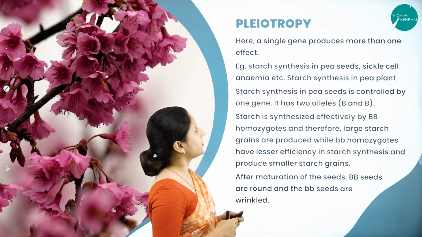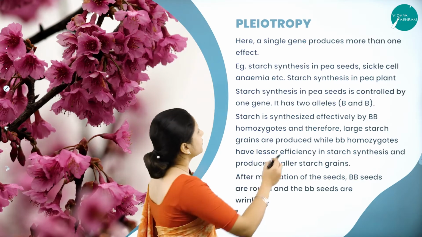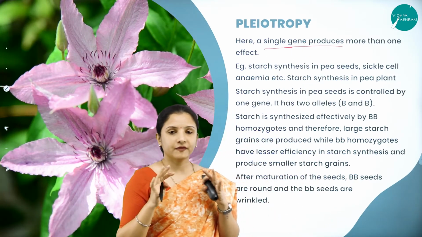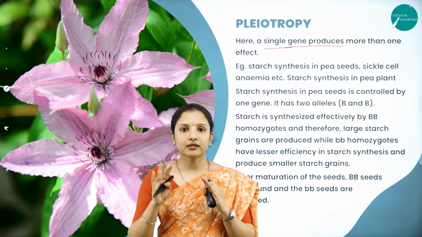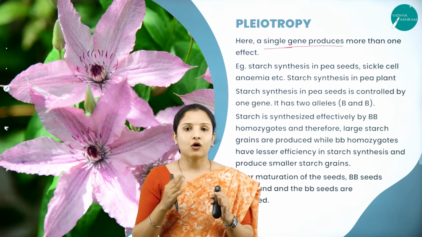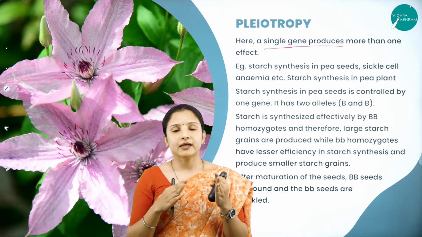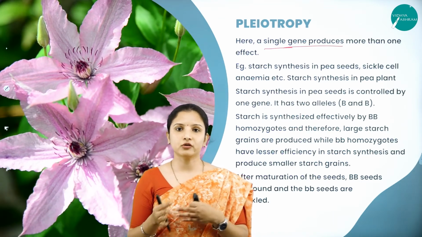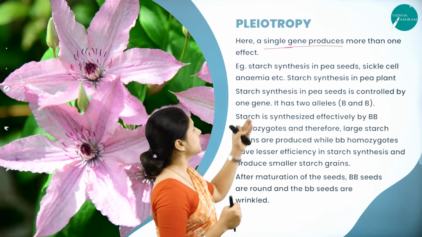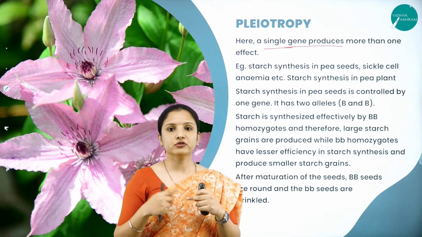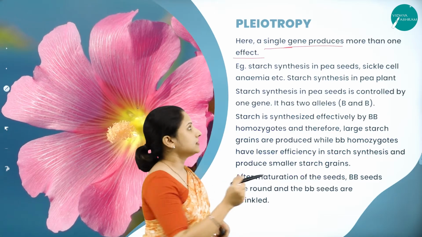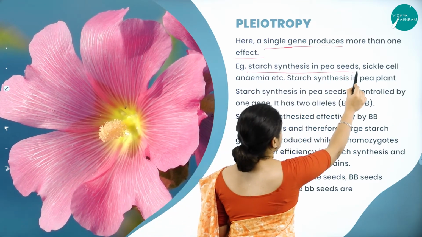In pleiotropy, only one gene will produce more than one effect. I told you, if the red flower and the white flower are there, only one gene will be expressed, right? Either the red or the white, depending on whether they are heterozygous, homozygous, dominant or recessive. But in the case of pleiotropy, one single gene will produce more than one kind of effect. Say for example, we shall take the synthesis of starch in pea seeds.